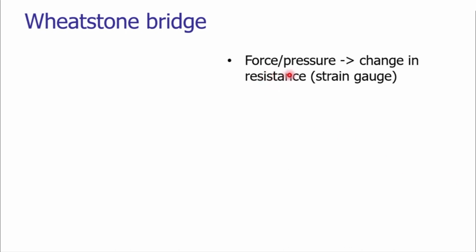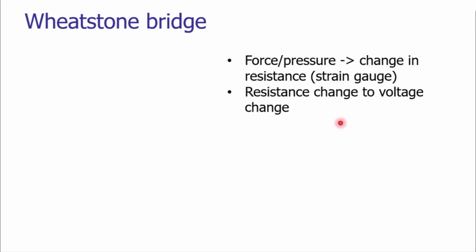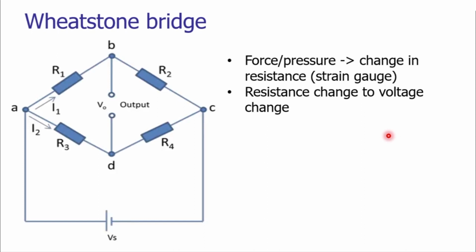So the force or pressure is converted into a change in resistance in the strain gauge, but we need to convert the resistance change into a voltage change. For that purpose, we use a bridge. This bridge has four resistors: R1, R2, R3, and R4. These four resistors are arranged and connected in the manner shown on your screen.